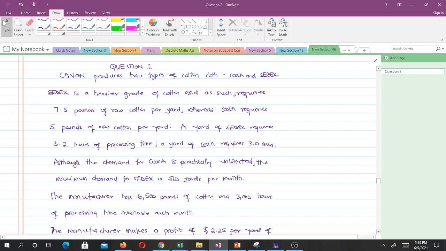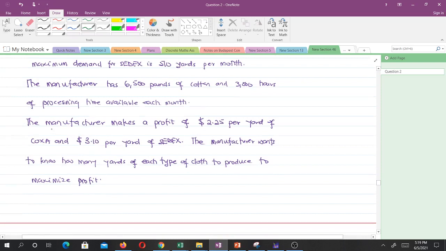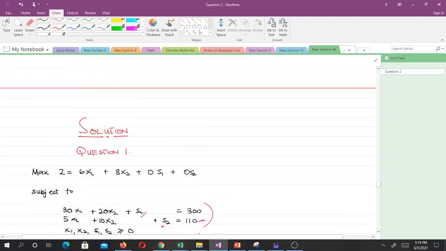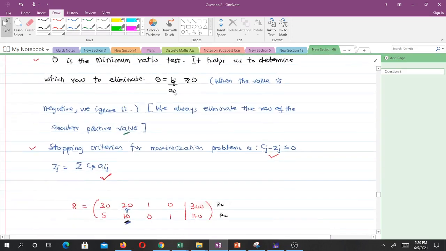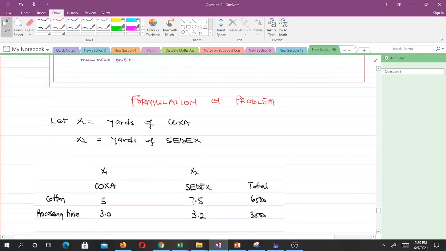It says the manufacturer has 6,500 pounds of cotton and 3,000 hours of processing time available each month. The manufacturer makes a profit of $2.25 per yard of Kosa and $3.10 per yard of Sedex. Okay. So the manufacturer wants to know how many yards of each type of cloth to produce to maximize profit. And we have to solve this problem. Okay. So the first thing for us to do is to formulate an LP model.